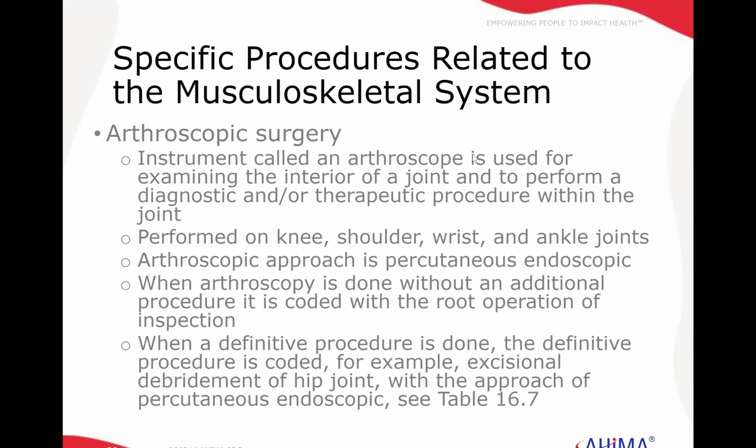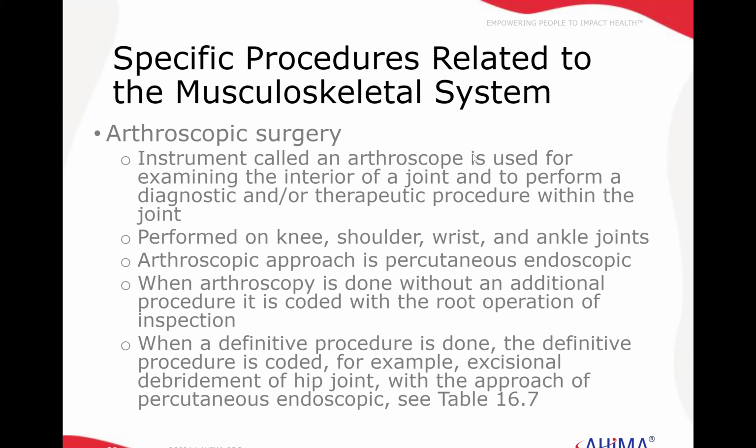Now let's take a look at something a little bit more complicated. This is arthroscopic surgery. And basically with this, we use an instrument called an arthroscope to examine the inside of a joint and perform a diagnostic or therapeutic procedure within the joint. And we can do these on any joints, the knee, the shoulder, the wrist, and the ankle. Arthroscopic approach is percutaneous endoscopic. So anytime we see a procedure that's arthroscopic, the approach will be percutaneous endoscopic.